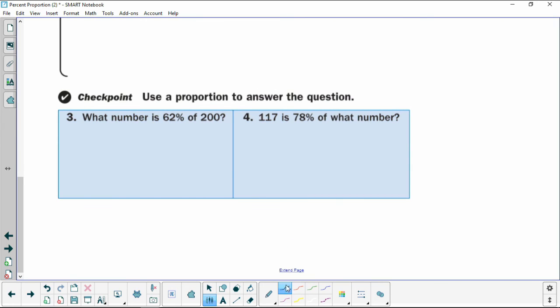So, try these two. What number goes over the 100? 62. What number is 62%? Means x over 200. Sorry about the zeros there. Again, I can use equivalent ratios to say, well, 100 times 2 is 200. So 62 times 2 should give me my answer. It's 124.